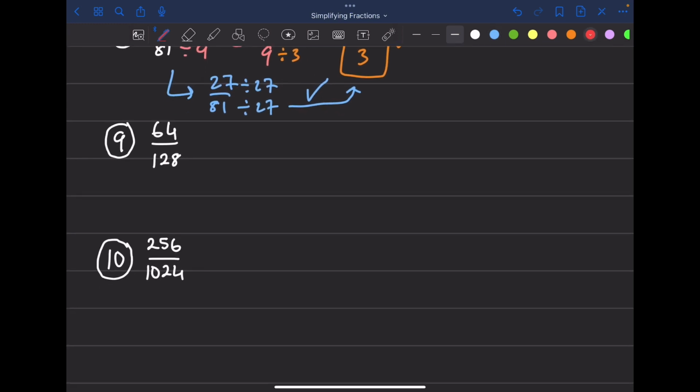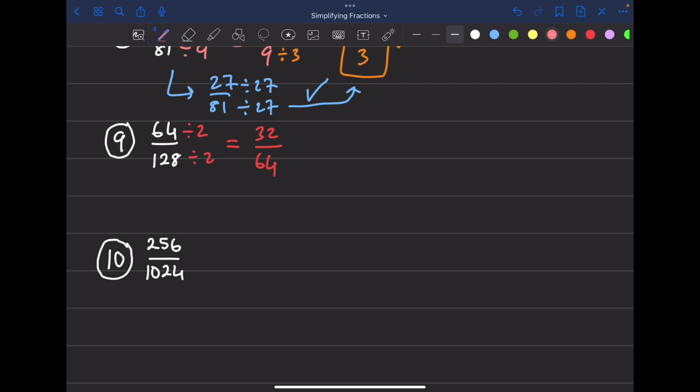Next question, question number 9, 64 over 128. You might have already noticed that we've seen this before, but let's do it the longer way so that if you don't notice it, it's fine. But yeah, so divide them both by 2 since they are both even numbers. 64 divided by 2 is 32. 128 divided by 2 is 64.